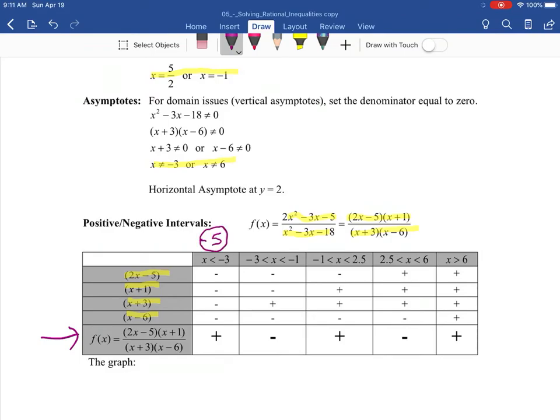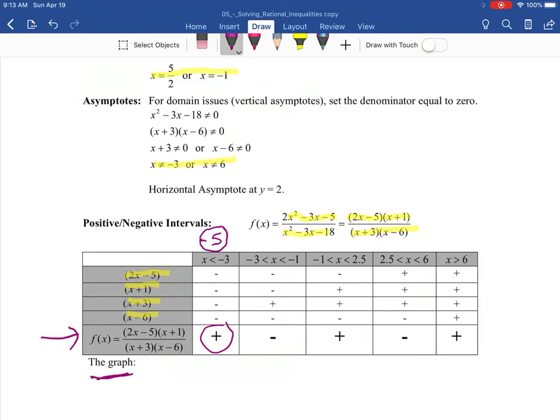And by that, what I mean is you just choose a representative for each of these sections. We've done this before. And I chose -5 here. That's less than -3. And I just look at what happens here. So 2 times -5 minus 5 is negative. -5 plus 1 is negative. -5 plus 3 is negative. -5 minus 6 is negative. And when I multiply all 4 negatives together, I get a positive answer right there. And I went through that for each part of the chart.